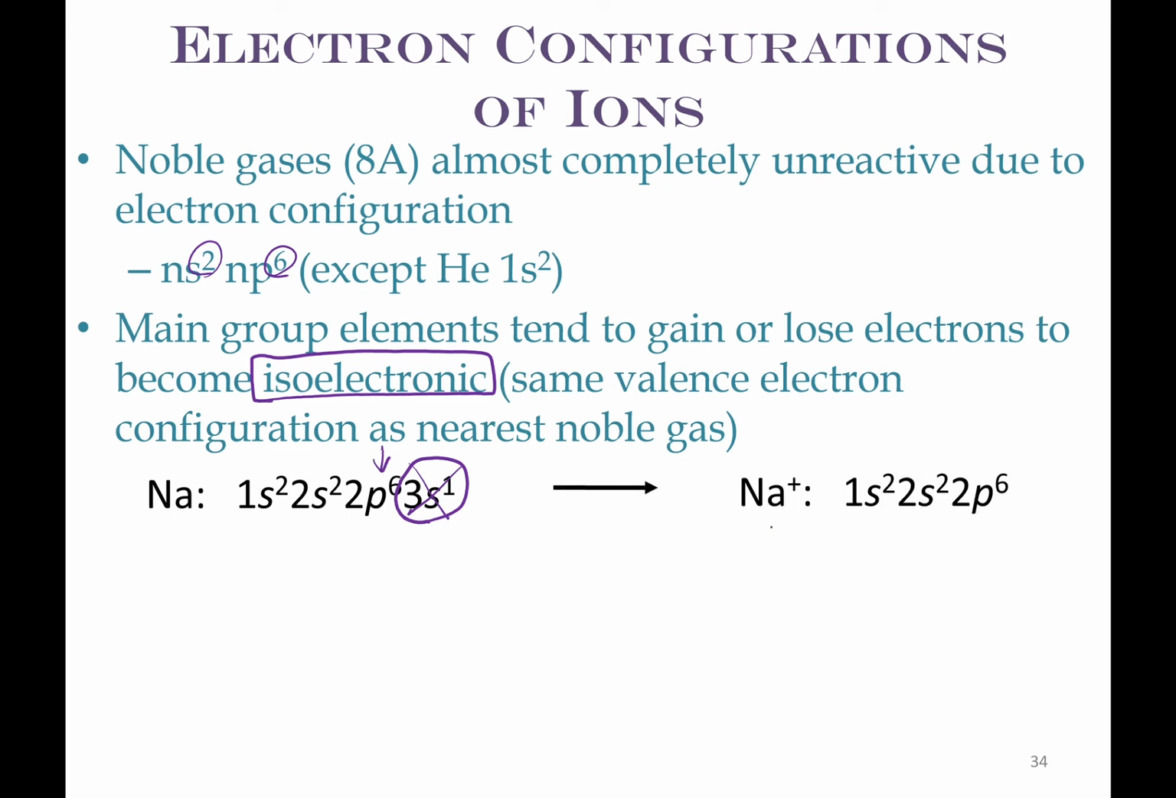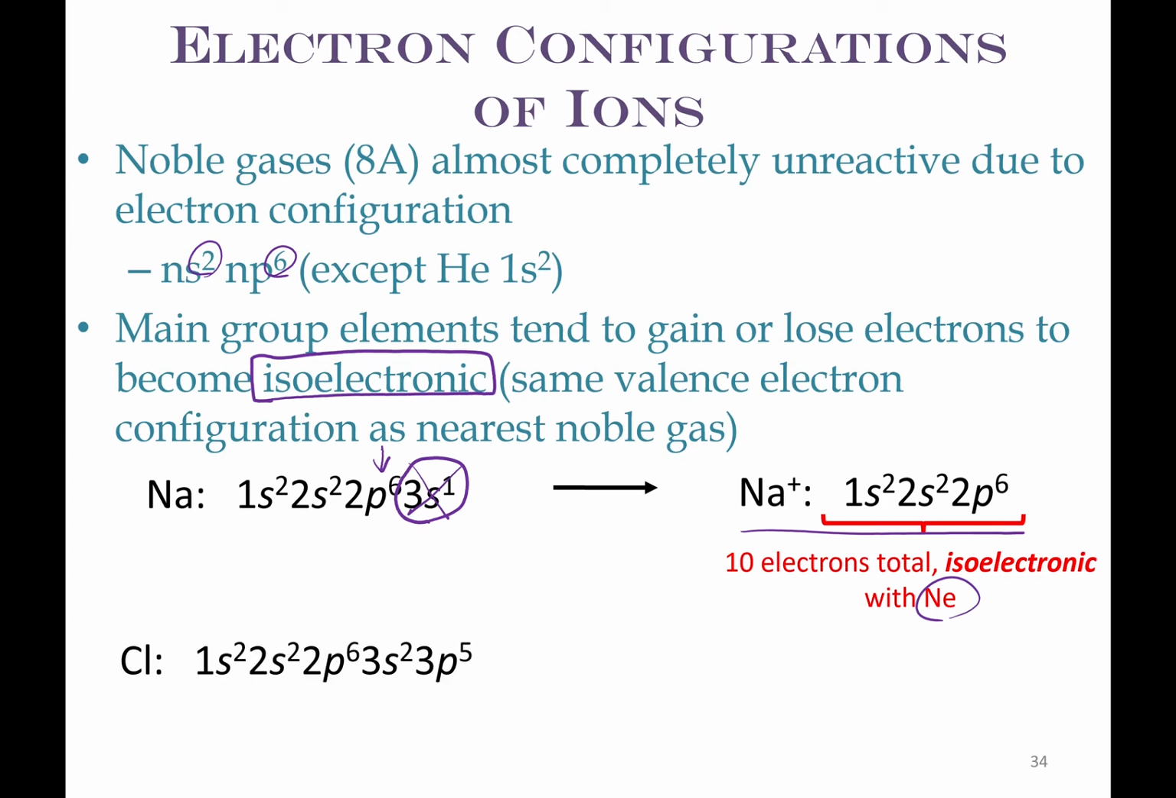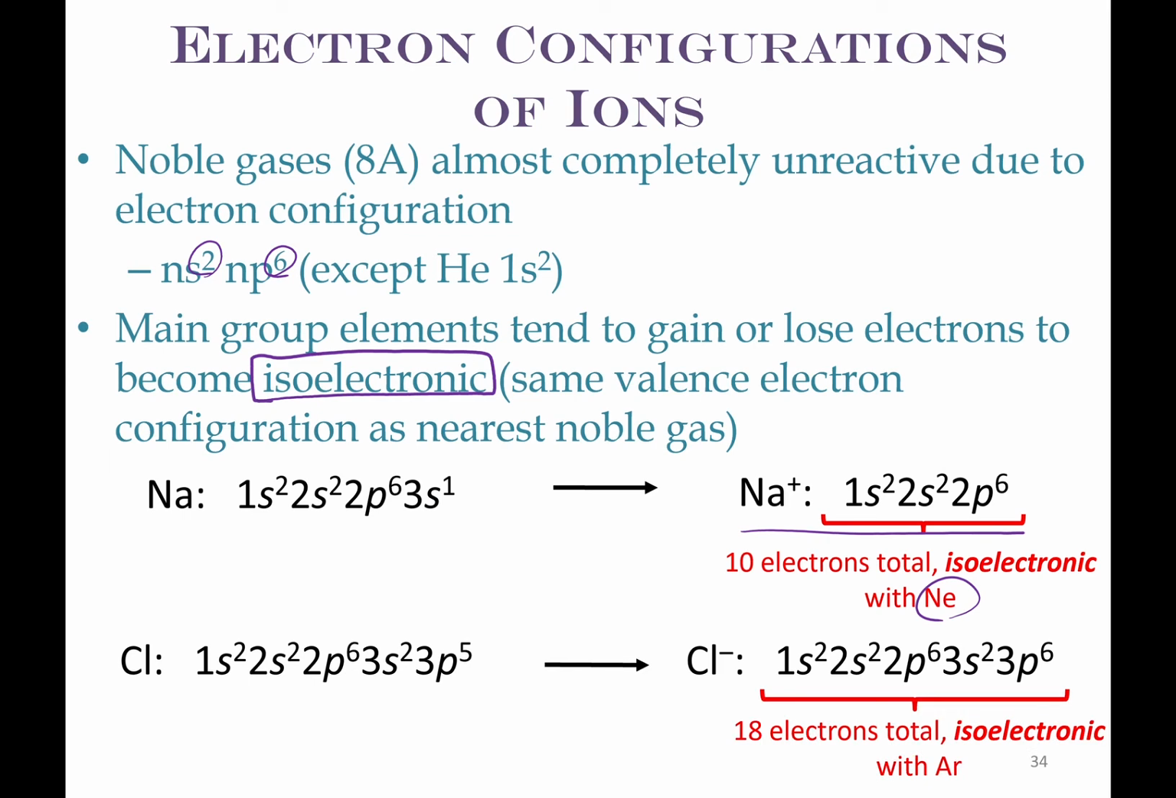So this is the sodium ion. This is the sodium ion electron configuration, and it looks like neon. So it's isoelectronic with neon. And so it's going to act like a noble gas. This is chlorine. We know chlorine gains another electron to become chloride, right? And so it looks like that. And it does so because it's going to be isoelectronic then with argon. So when it gains that other electron, it has the same valence electrons as argon, so it's going to act like a noble gas.